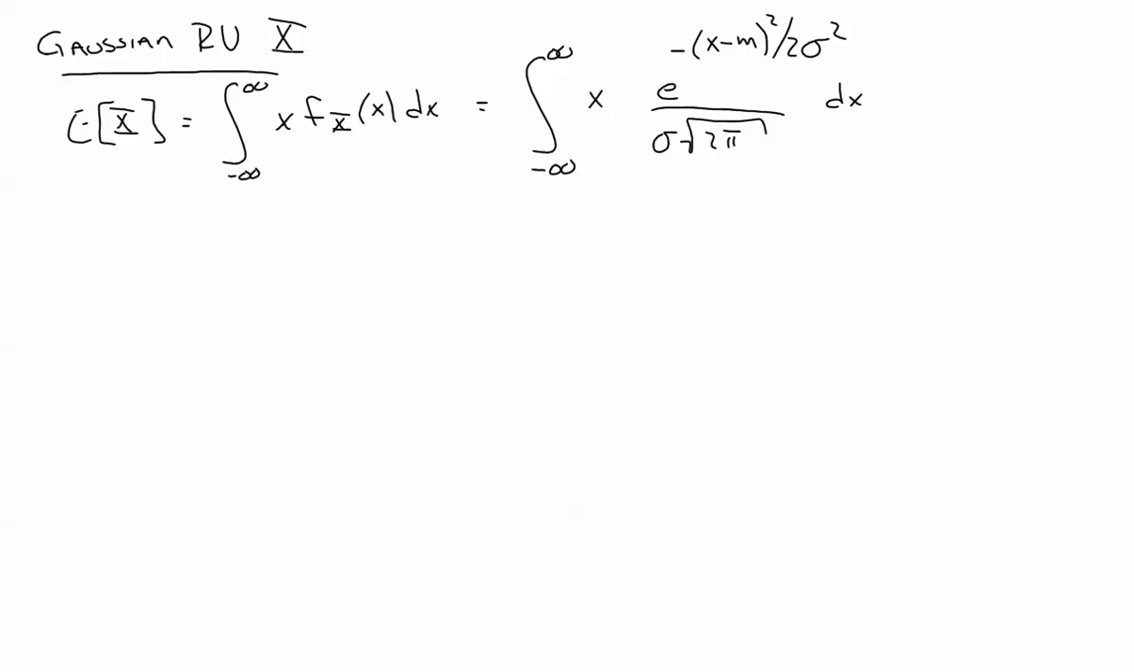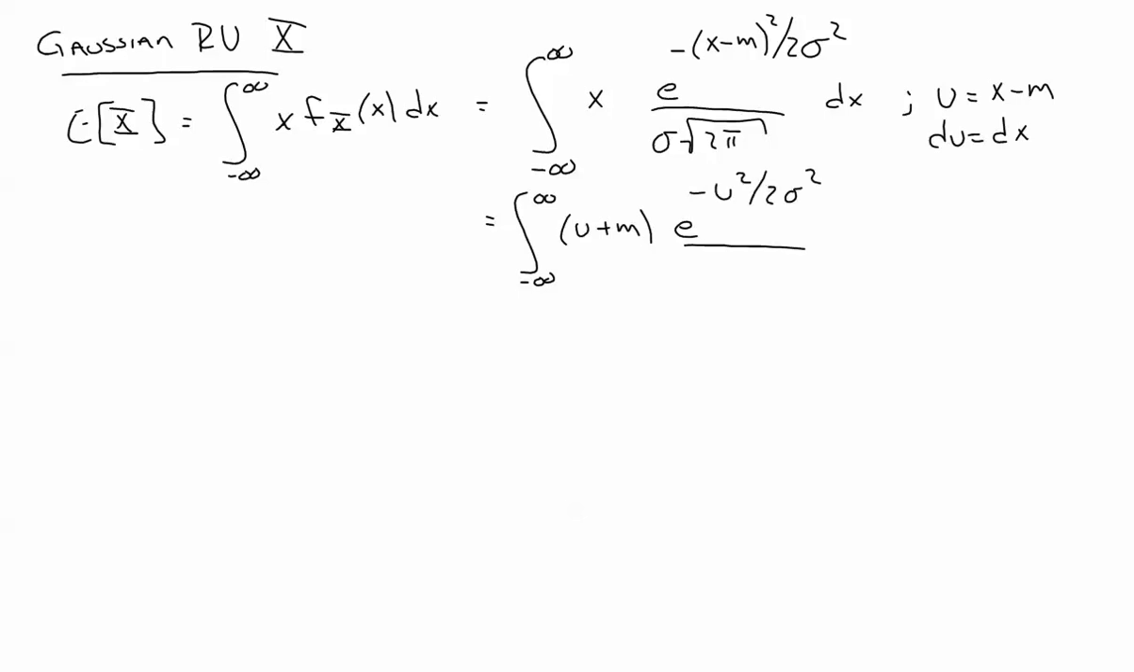Let's make a change of variables. Let u equal x minus m and du equals dx. Make my change of variables and I get an integral from minus infinity to infinity of u plus m times e to the minus u squared over 2 sigma squared, over sigma square root of 2 pi, du.